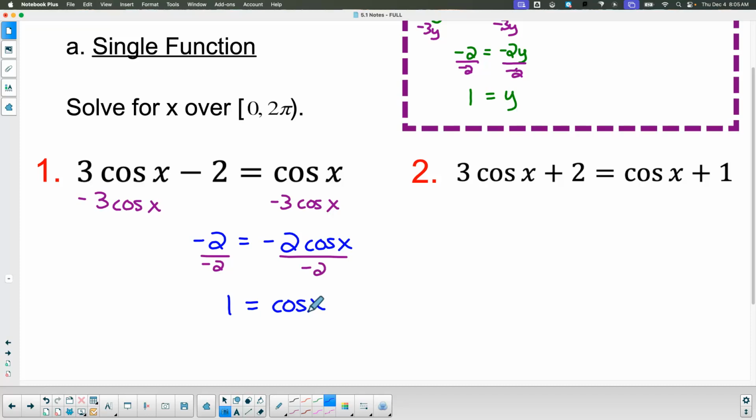Okay? In trig, we get that equation there. Now we've got to go to the unit circle, where first positive lap is cosine equal to positive 1 at 0, right? Okay. So x here is 0. If I plug in a radian measure of 0 radians into my original equation, I get a true statement.